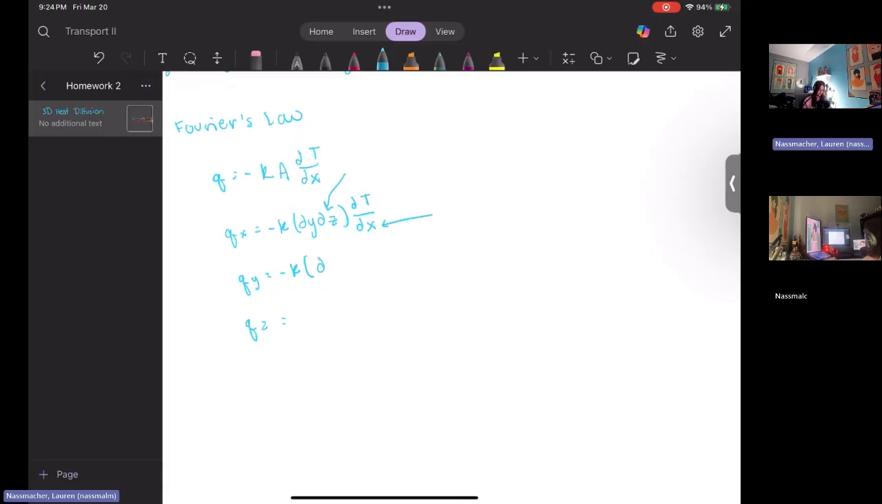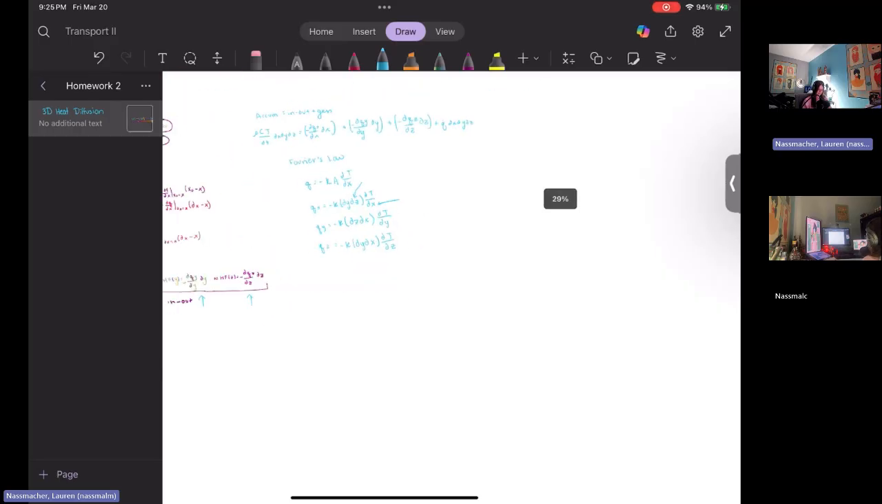So for your dy, you have dz multiplied by your change in x, by your change in time over your change in y, and then for your heat flow at z, you have your change in y multiplied by your change in x multiplied by your change in temperature over your change in z.